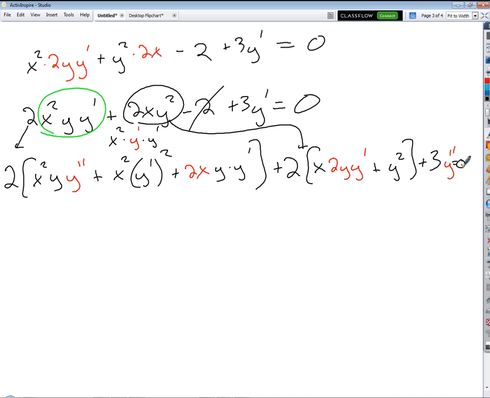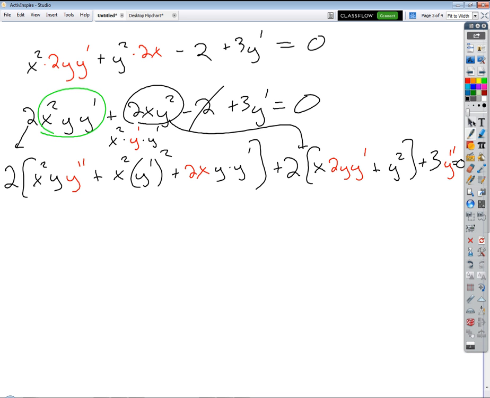So it's 3y prime times y double prime. Everybody agree? Because the derivative of y prime is y double prime. So then now we got to distribute the 2's. Let's go ahead and write this out. There's just a lot going on here.